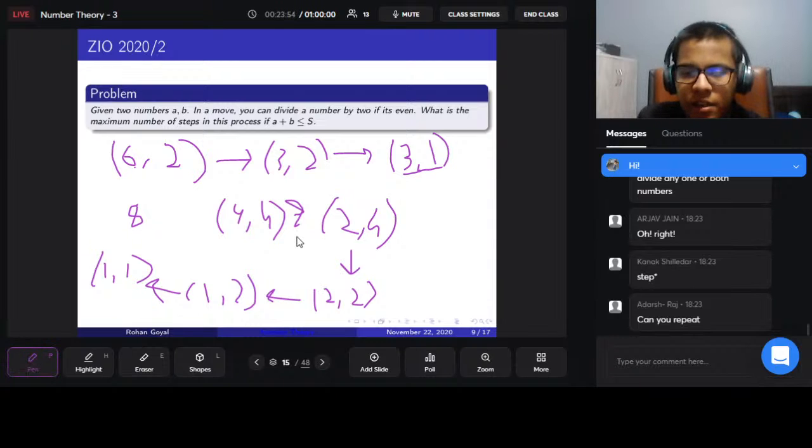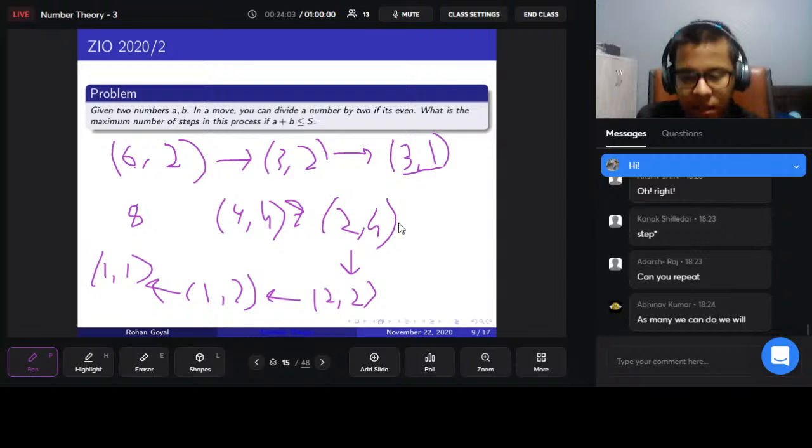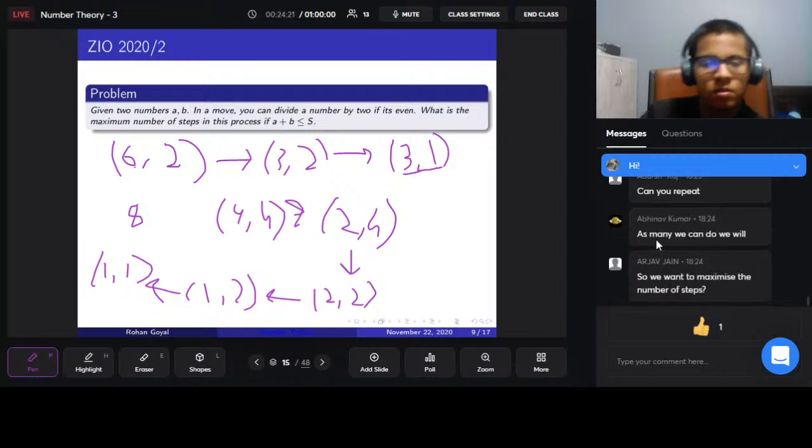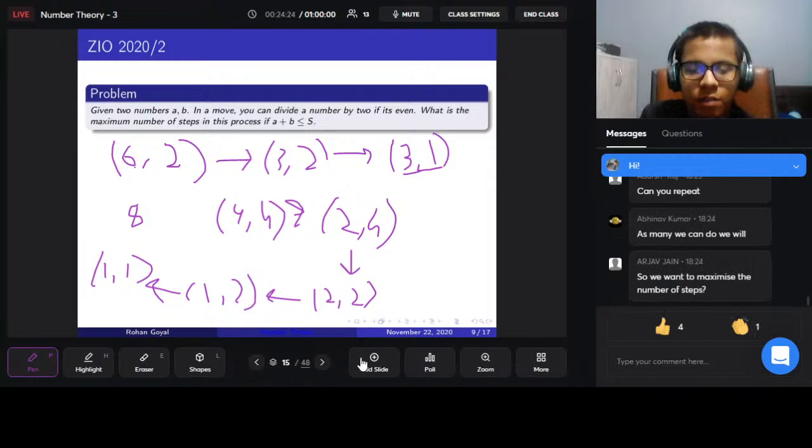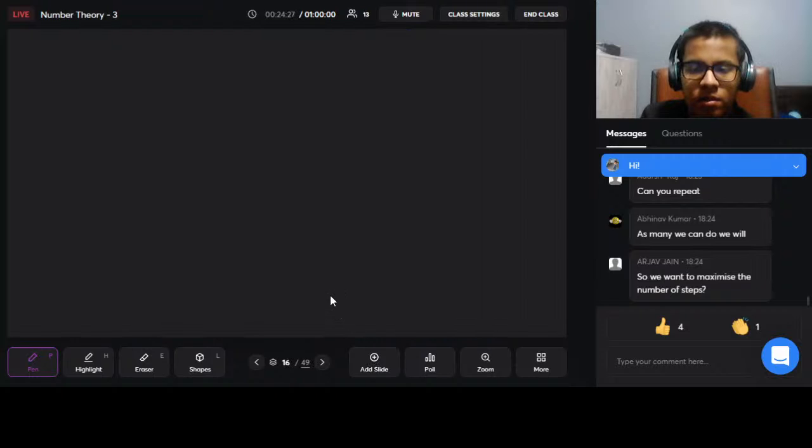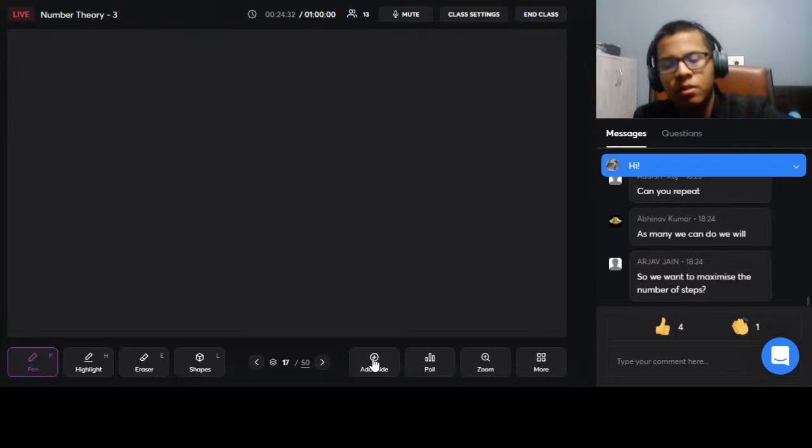What do you want me to repeat, others? Yeah, so how many can you do? And what is the maximum you can do? If you pick A and B correctly, what's the maximum you can do? Okay, so let's see what Tejas said. Where's the slide? Oh, okay, sorry.